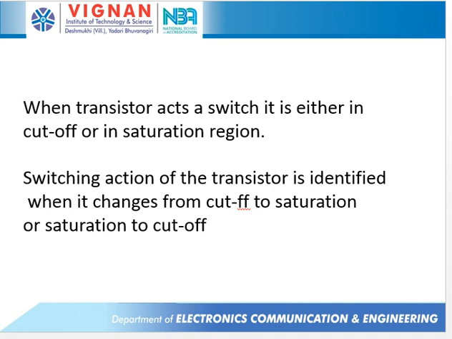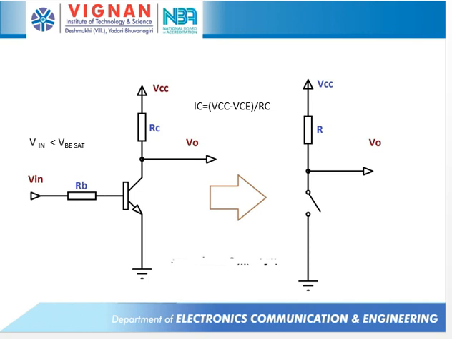So if you observe our basic transistor circuit, the input we are applying to the transistor, if that input is less than VBE saturation, our device will be in the off state, and if Vin is greater than VBE saturation, our device will be in on condition.